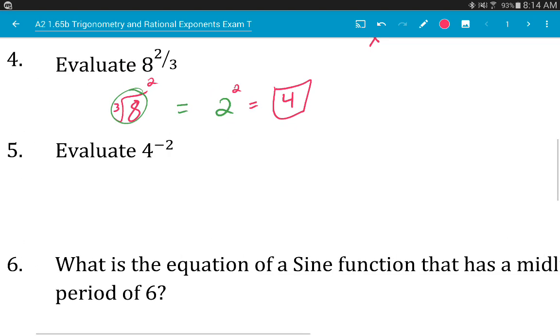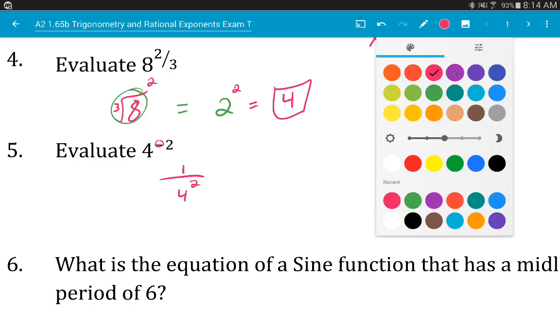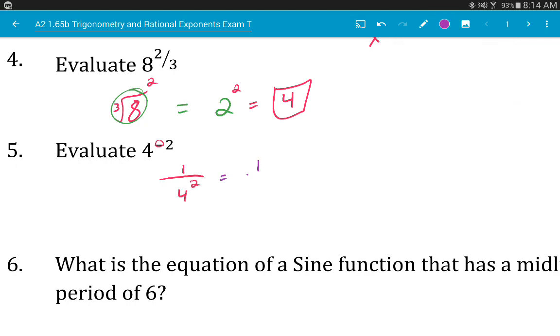Number 5, we want to evaluate this. This is equal to 1 over, because of the negative, 1 over 4 squared, and that means it's 1 over 16.